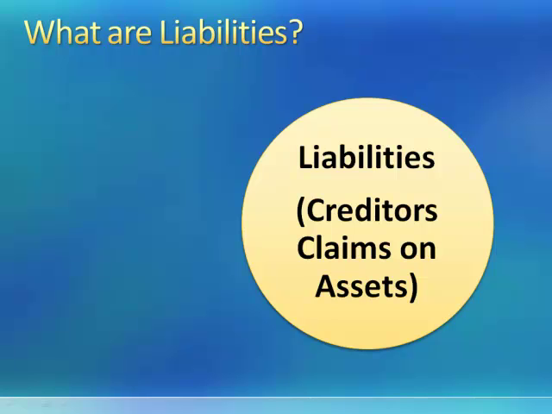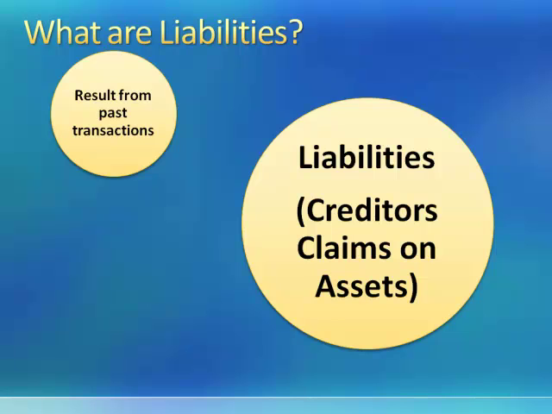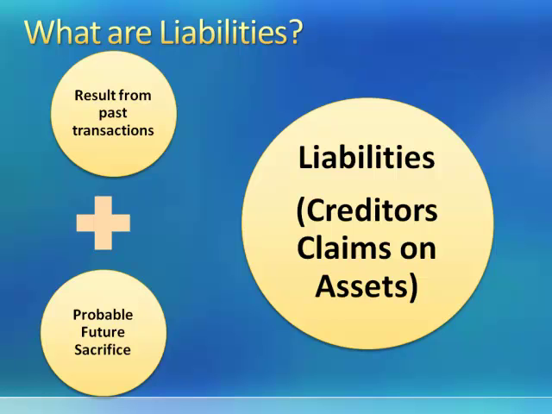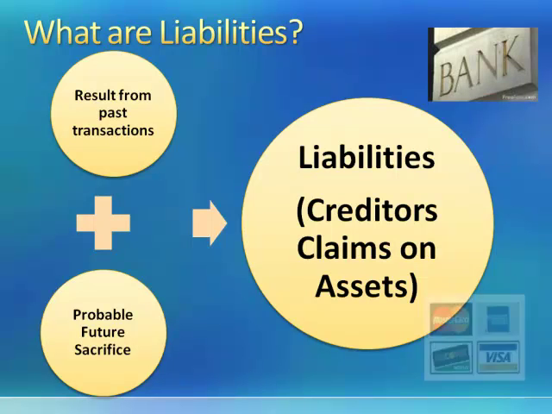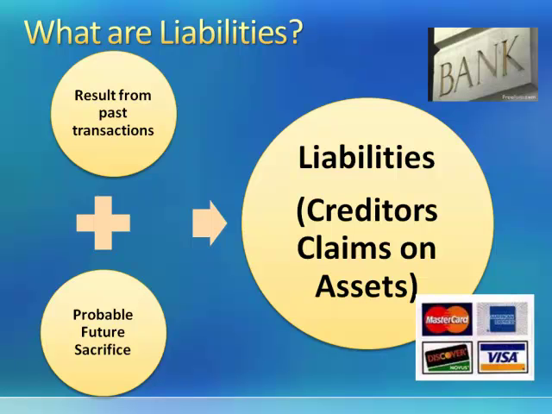Liabilities are the creditor's claims on the assets. Liabilities have two main properties. First, they result from past transactions and their probable future economic sacrifices. A liability is something that we owe, something that we have to pay, or something that we have to do in the future. Examples of liabilities are loans from banks and obligations that we have on credit cards. We can also have liabilities because customers pay us in advance for services that we'll provide later, and we can also have liabilities resulting from payments that we owe our vendors.